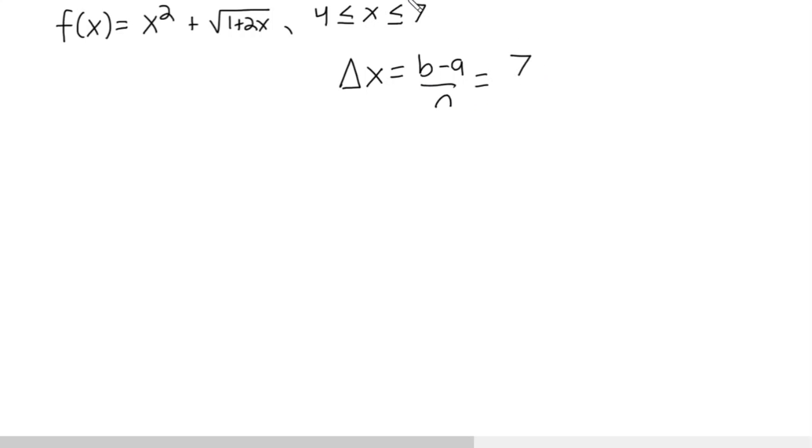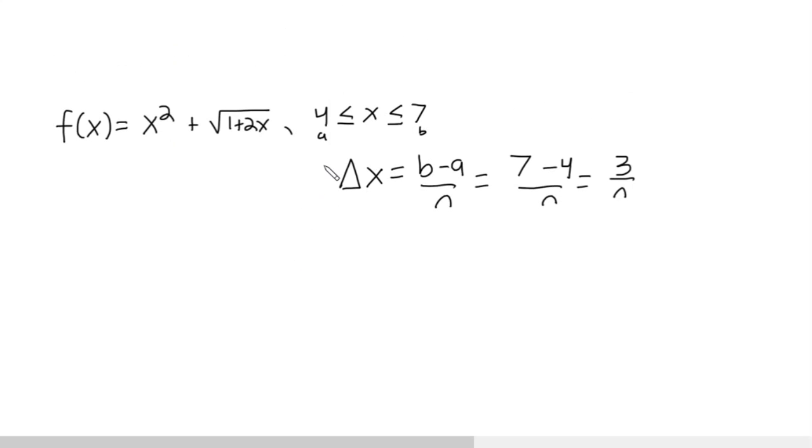In this case, this is b right here, and this is a. So 7 minus 4 over n, we're going to get 3 over n. And we don't know what n is, so you just want to leave it like that. If we're asked to put this in a Riemann sum, we don't know what n is, so you're just going to leave it as that.